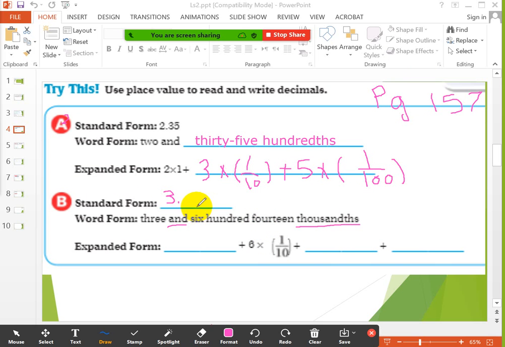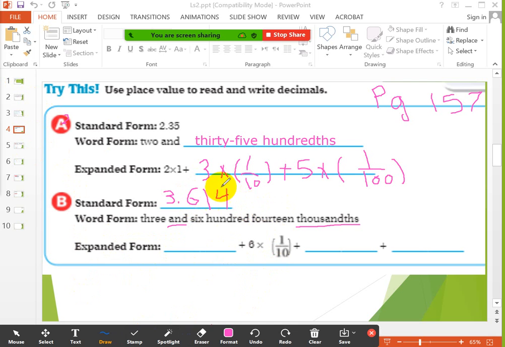614, that means I have 614. I will write the number as it is. 614, and this is the standard form. Thank you all. I'm sorry I can't follow all the chat. Thank you all. Now what about the expanded form?